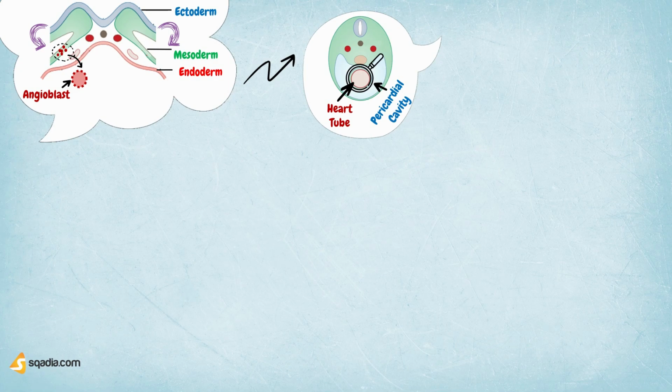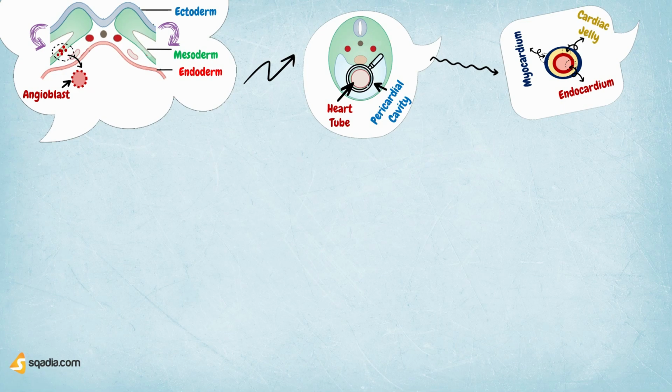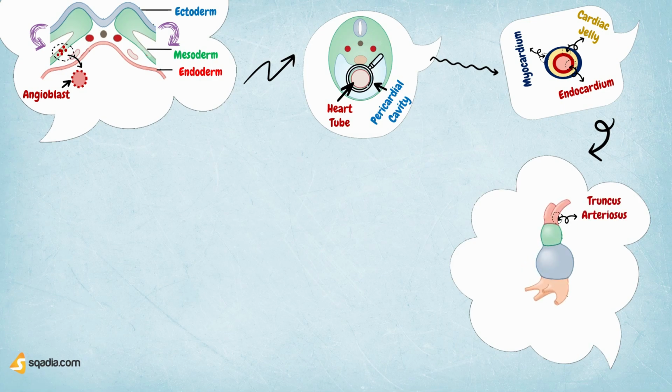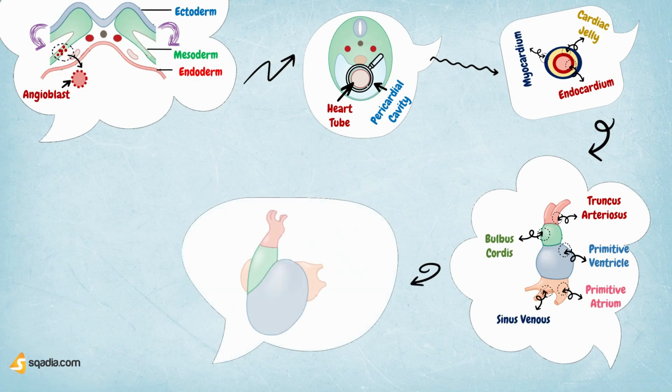Yes, ma'am. From this cross-sectional view, if we move out the heart tube, it has 3 layers: endocardium, myocardium, and cardiac jelly. Then, there are many parts of the heart tube. This is truncus arteriosus. This is bulbus cordis. This is primitive ventricle. This is primitive atrium. This is sinus venosus. Then there is the folded heart tube at the 29th day.